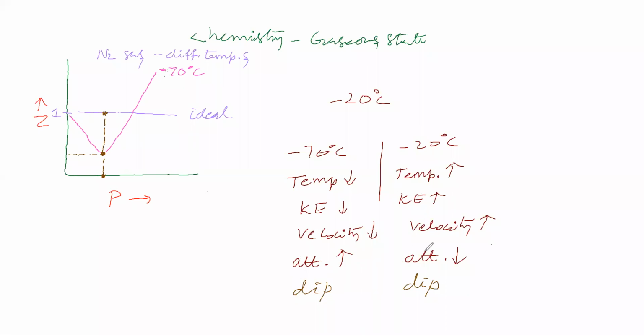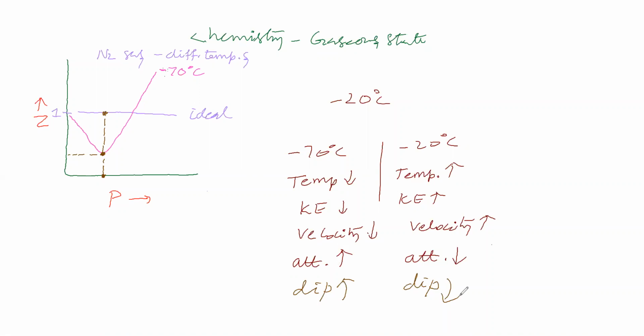Okay. Now what about the magnitude of the dip at minus 70 degrees Celsius when compared to minus 20 degrees Celsius? Do you feel it is the same, or different? If it is different, which has the higher value? Sir, here attractive force is more, therefore the magnitude of dip is high. Here attractive force is less, therefore the magnitude of dip is low.